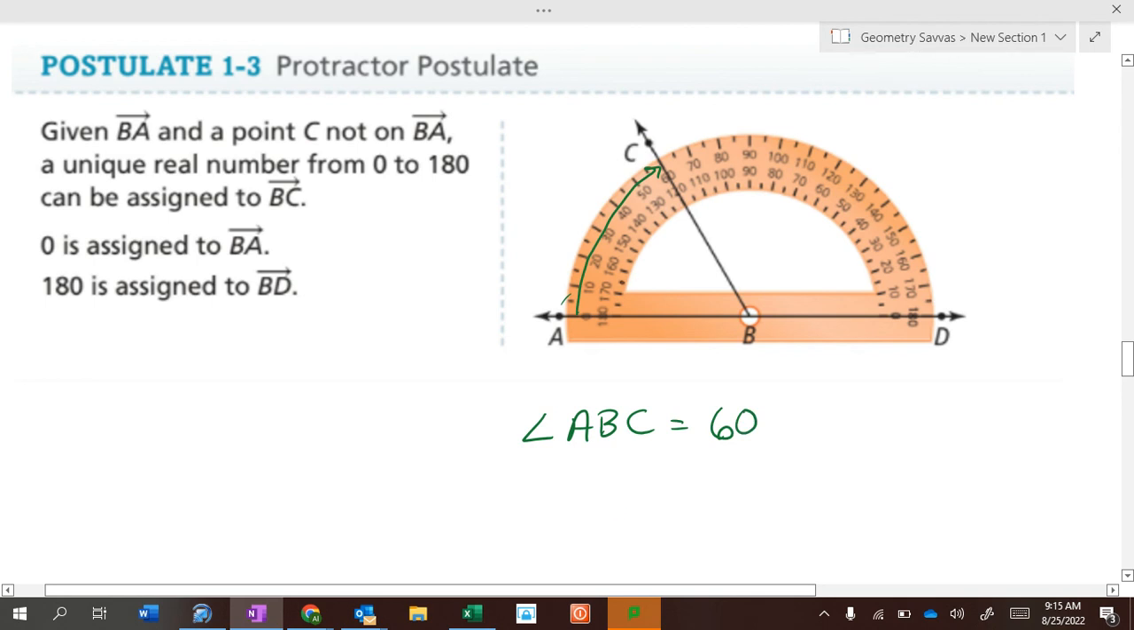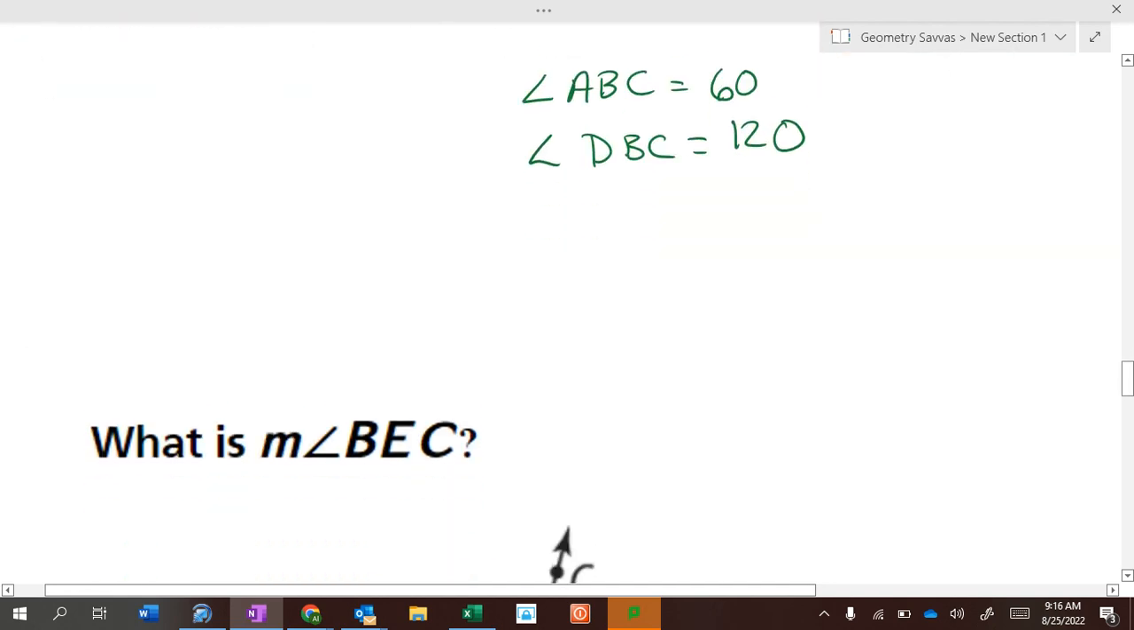ABC is 60 because we start at 0 and we go to 60. How big is angle DBC? That's at 60 as well on the outer ring. But if you go over here, D has 0 on the inner ring, right? So you have to use the inner ring of numbers. And what's the number that matches up? 120. So angle DBC is 120.